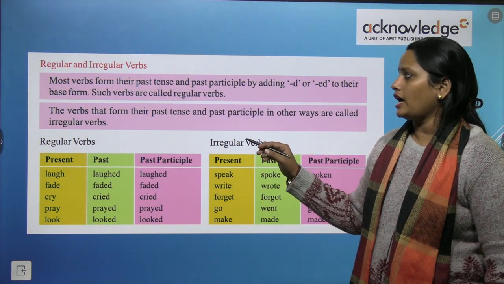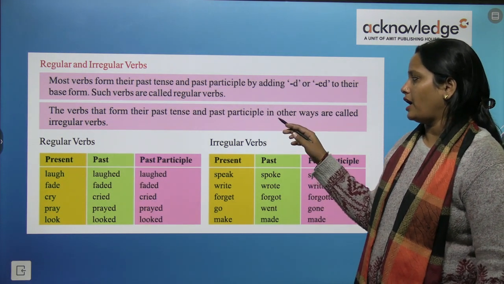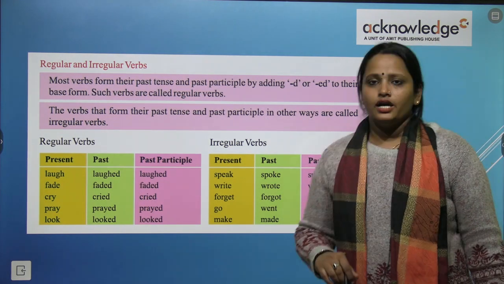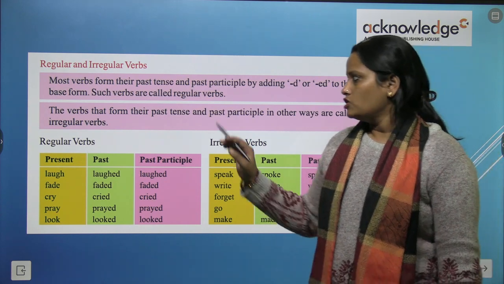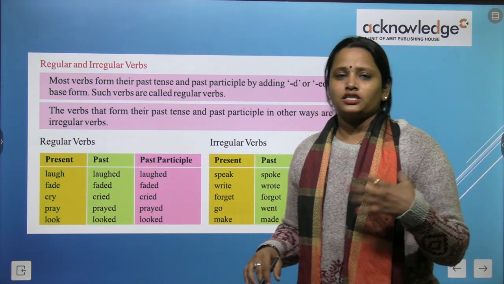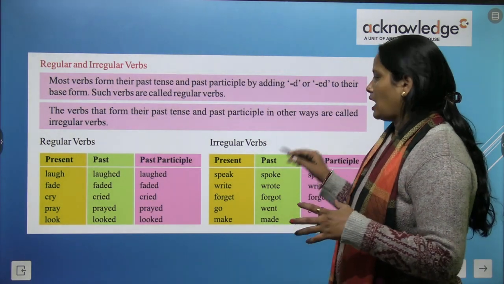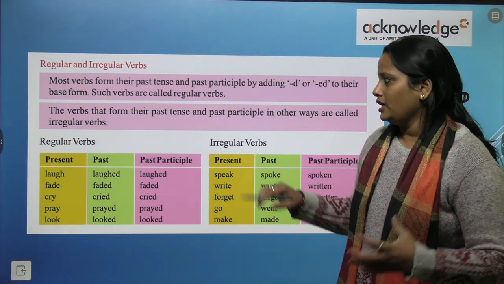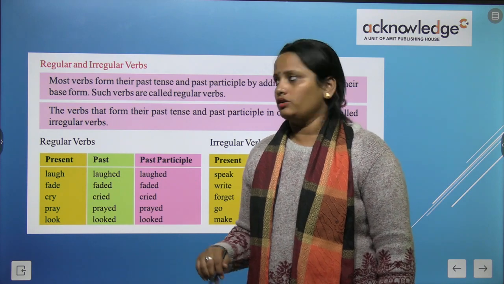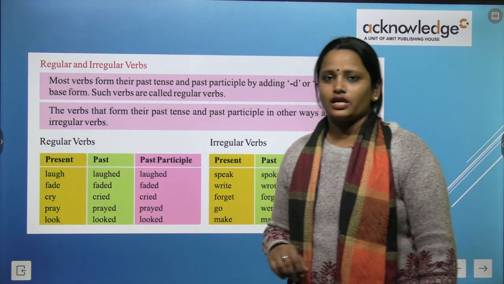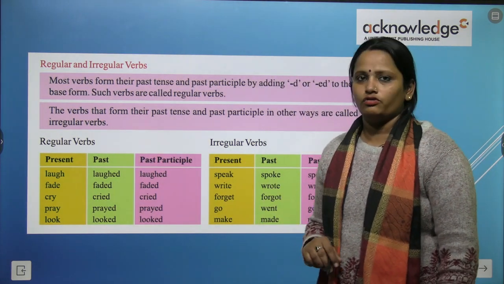The verbs that form their past tense and past participle in other way are called irregular verbs. So वो verbs जो past tense में change होने में या past participle में change होने में अपने आप को पूरी तरह से बदल देते हैं, उन्हें कहते हैं irregular verbs. So here some examples are given of regular and irregular verbs.